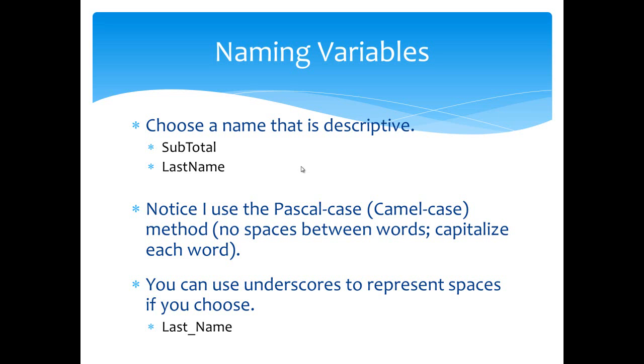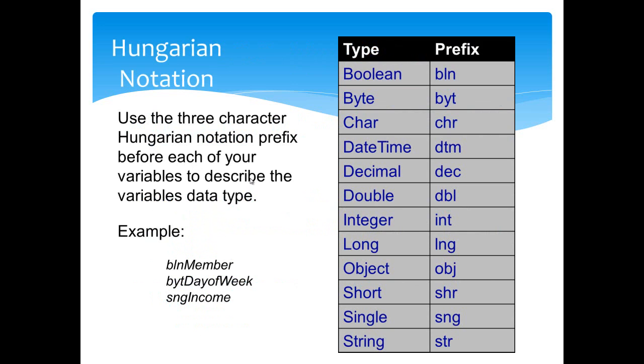My rules in this class are I don't care what technique you pick as long as you pick one technique and you stay consistent with it. You don't want to mix and match different styles, you want to stick with one style. So, what is Hungarian notation?